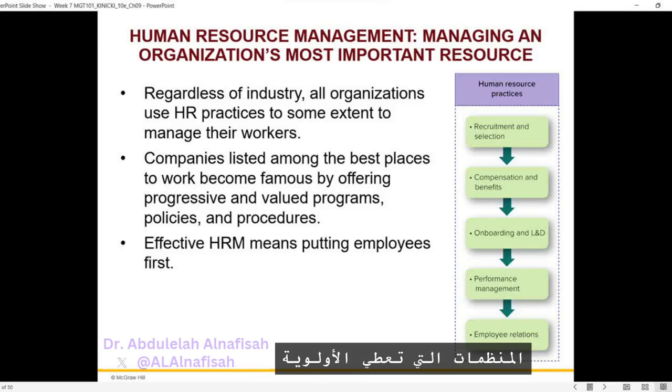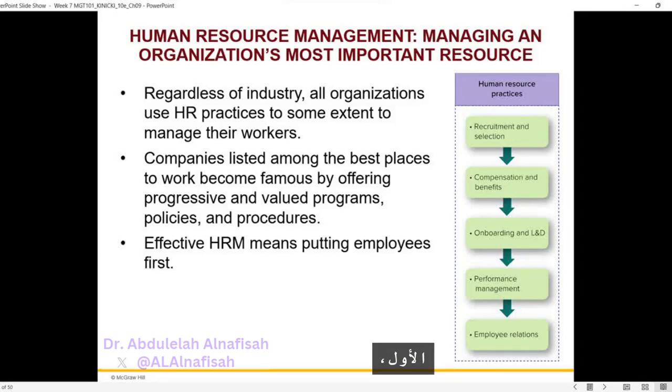Organizations prioritizing HRM invest in employee well-being, diversity, and growth, creating positive work environments that attract top talent and foster engagement, contributing to overall success. Effective HRM means putting employees first. Examples of companies putting employees first include 1.